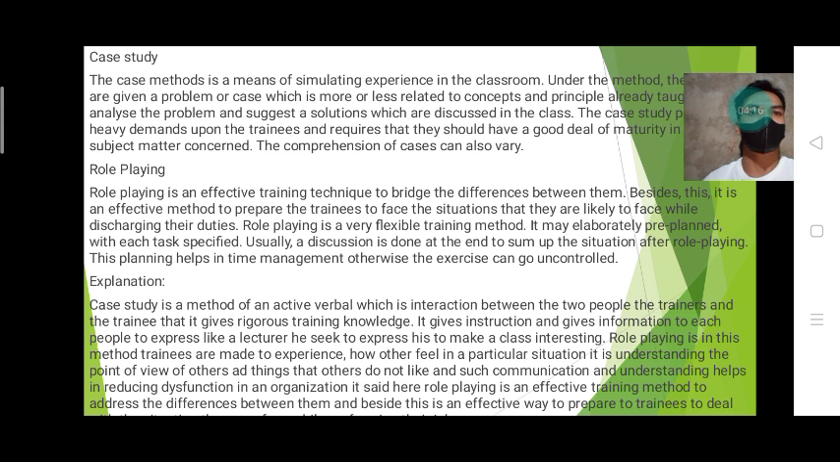Case study is a method of active verbal interaction between the trainer and the trainee, which gives rigorous training knowledge. It gives instruction and gives information to each person, and the lecturer seeks to express his thoughts to make the class interesting. Role-playing is a method in which trainees are made to experience how others feel in a particular situation. It is understanding the point of view of others and the things that others do not like, and such communication.